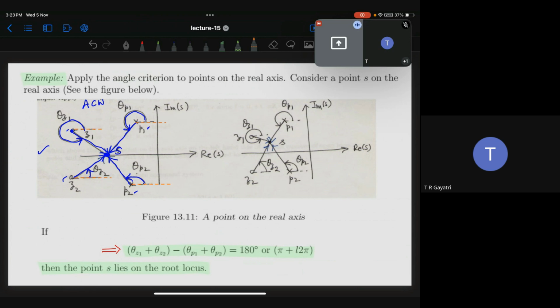Now what you do? You got two angles with the poles, two angles with the zeros, correct? So substitute here summation of zeros' angles, summation of poles' angles. Take the difference. If it is equal to 180 degrees, or equal to pi plus 2l pi, then you can say that the point S is on the root locus. Clear? Yes, sir. This is another variation where instead of S on the real axis, we have taken S somewhere in the complex plane. Again, here also the same thing. Draw these four lines and find these angles.